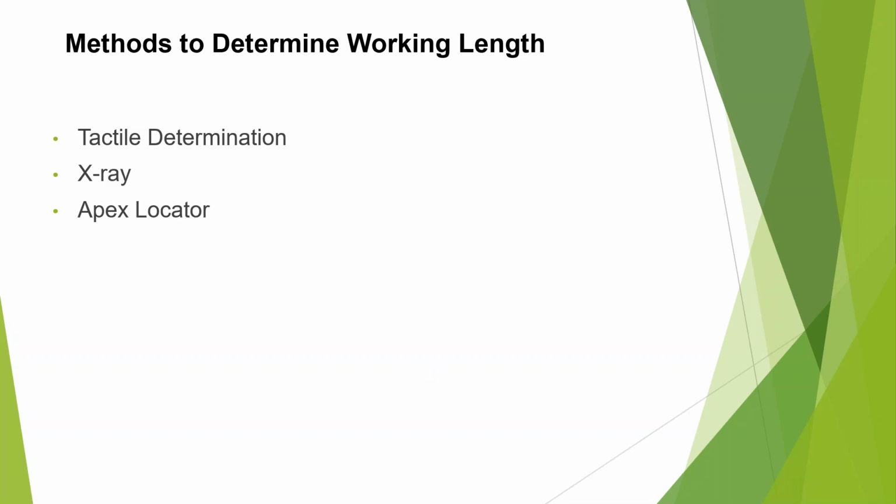So here are the three common methods to determining your working length. One is a tactile determination. We'll get into that a little bit. Next is an X-ray, in conjunction with the final one, which is your apex locator.